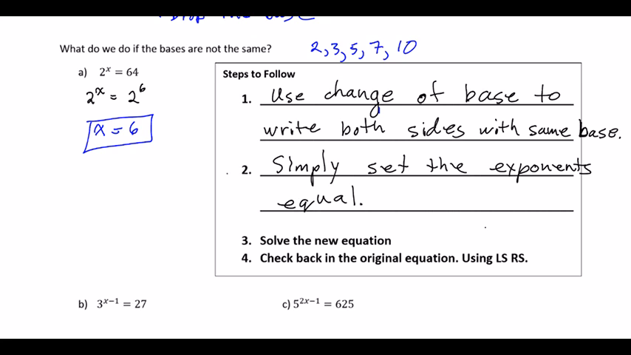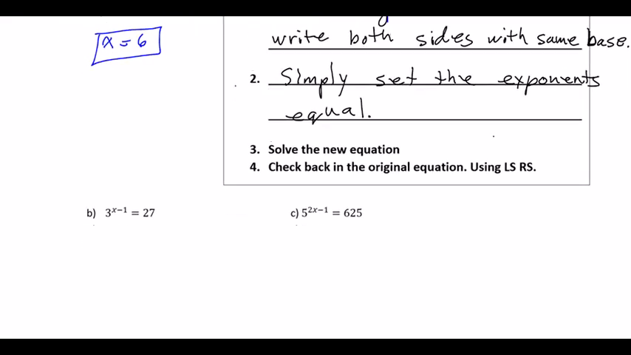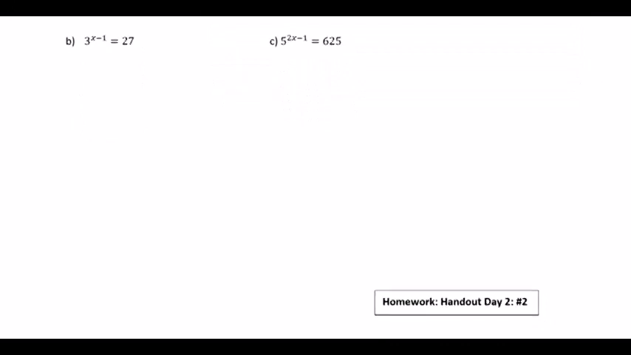Let's go on to some more difficult problems. Most of your problems that you're going to start off with in this section will look like this, but we'll get into some more difficult problems next. Suppose I have 3 to the x minus 1 equals 27. The big hint here is we have 3. So we're going to use 3 as our base.